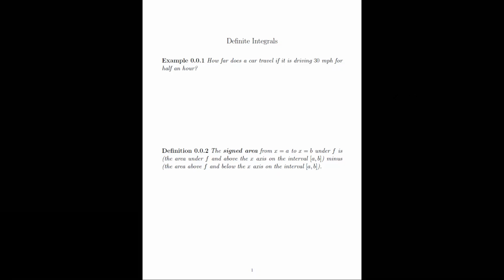So our question is, how far does a car travel if it's driving 30 miles per hour for half an hour? Probably intuitively you know that that's 15 miles. How do we know that? Well, we want to know miles. So if we do 30 miles per hour, and we multiply that by the number of hours that we've driven, so in this case it's half, this will give us 15 miles.